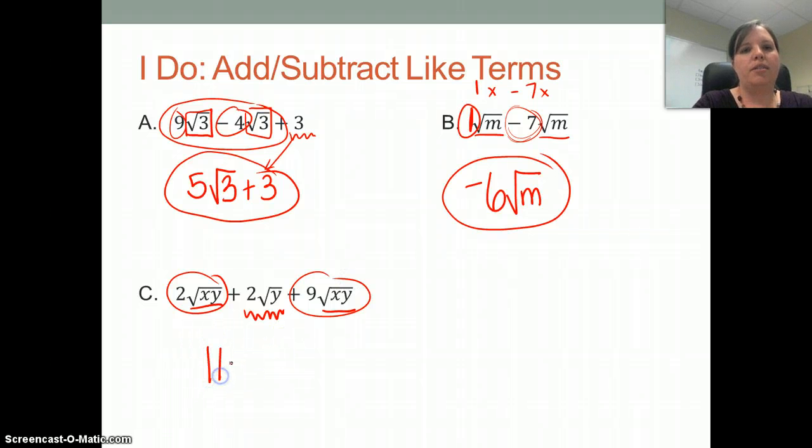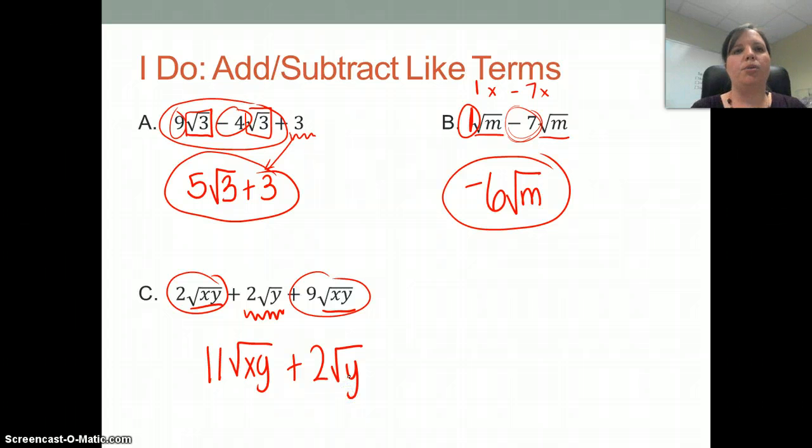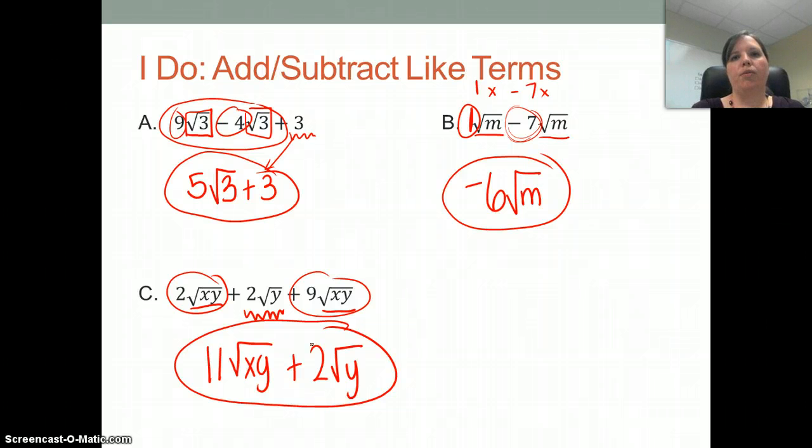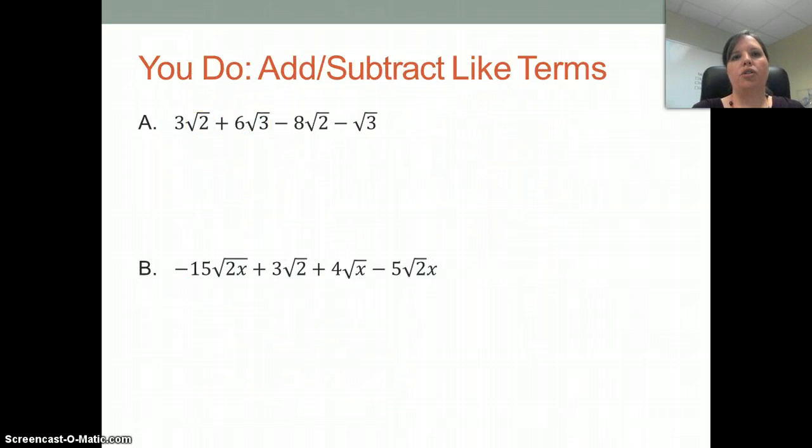Add the coefficients, keep the like term, and then this plus 2 square root of y didn't combine with anything, so it just comes along to the end. So adding and subtracting like terms, looking for that like radical. So here's 2 for you to try. So pause and give it a try.